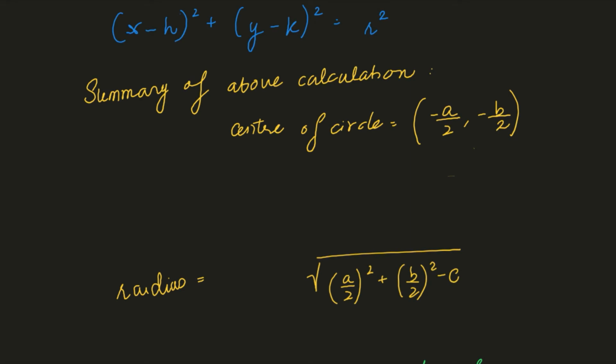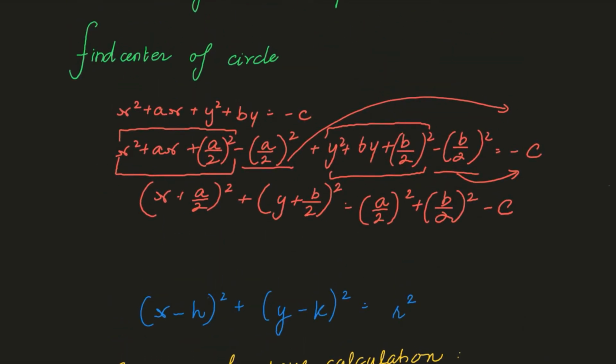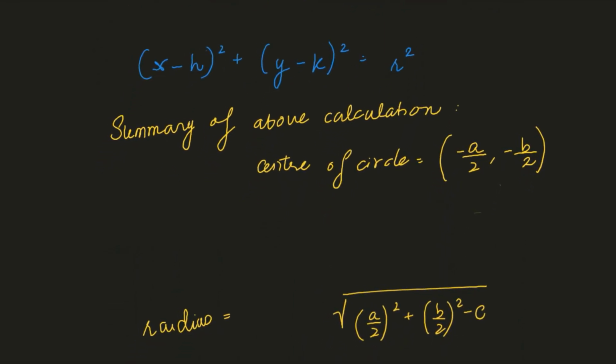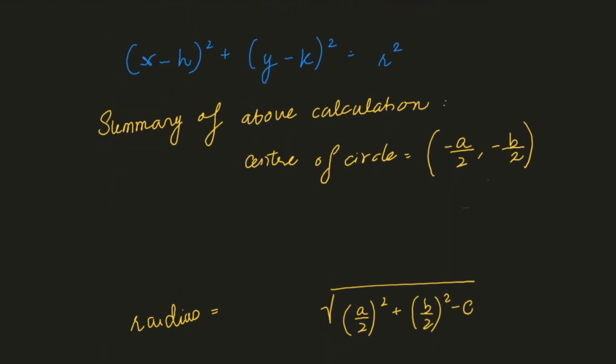This summary is what you should memorize, because in the actual SAT you will not have the time to carry out this entire calculation again. So the method that I would prefer is to simply remember that the center of the circle is -a/2 and -b/2, and we already know what a is. A is basically the coefficient of x, b is the coefficient of y, and c is basically the constant. There's no x or y attached with c. C is just a number itself. So this is the summary of the above calculations.